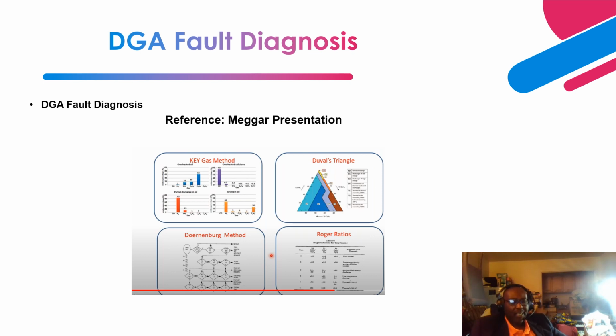So the first one is the key gas method. That basically gives you an indication of the different relationships between the combustible gases. The Duval's triangle, we have Duval 1, Duval 5. So utilizing this basically will give you an indication of the type of fault that you have. Next is the Dornenburg method and the Rogers ratio.